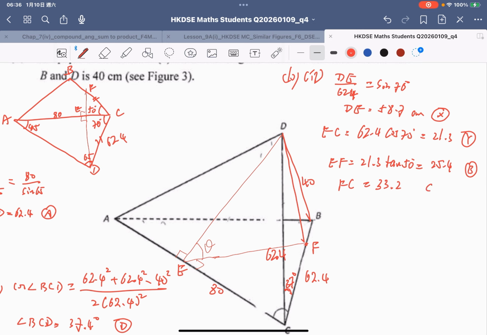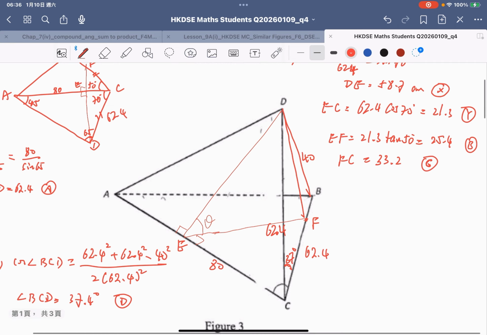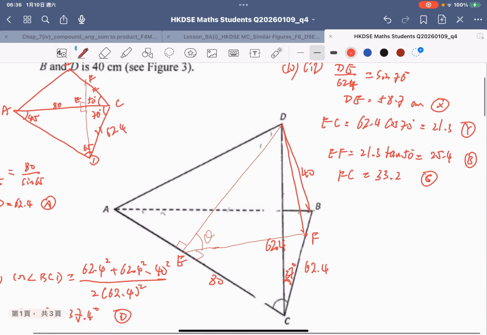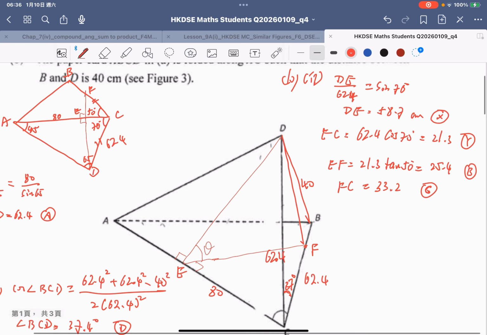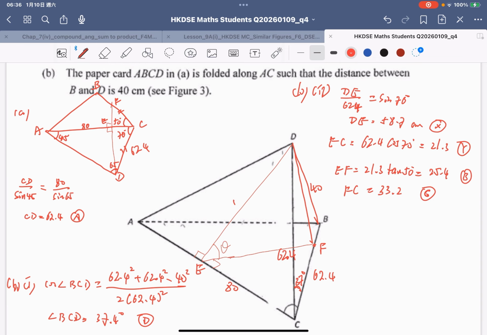As I don't have the answer to this question, I cannot be sure whether the answer is true or not. But anyway, I am sure that the method is okay. Okay, next step. Go back to the calculations to find the length of DE. Now you can see this angle we have. DE is 58.7. EF is 25.4. Yes, so good.